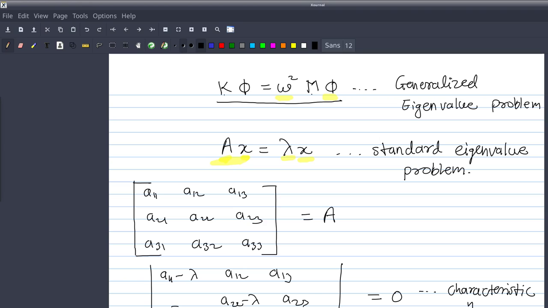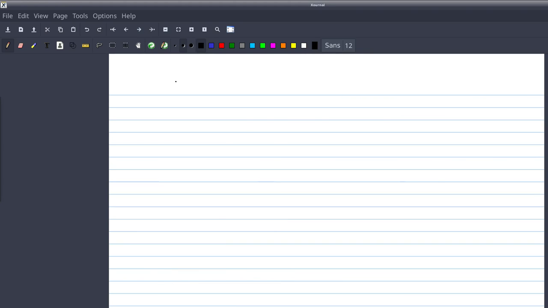And then if you formulate a polynomial from it, it will be the characteristic polynomial, and the roots of that characteristic polynomial will give you lambda values, lambda 1, lambda 2, lambda 3, and those are our eigenvalues, and correspondingly we can get phi 1, phi 2, phi 3, which are eigenvectors. So that's the basic idea of how we get the eigenvalues and eigenvectors from this equation.